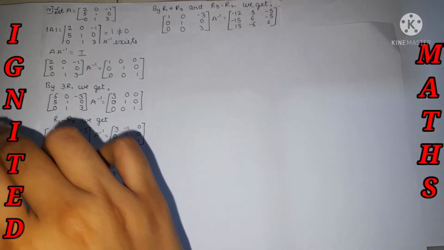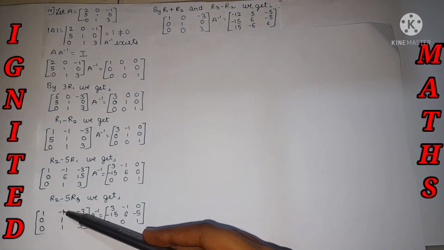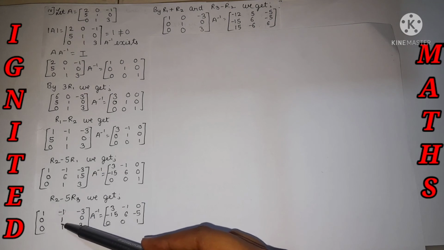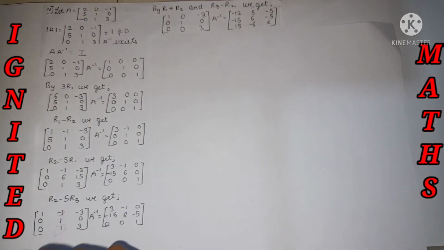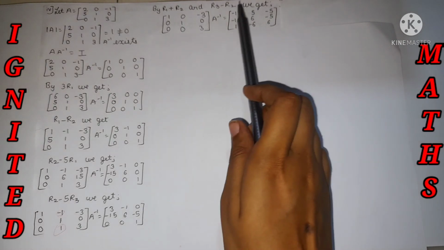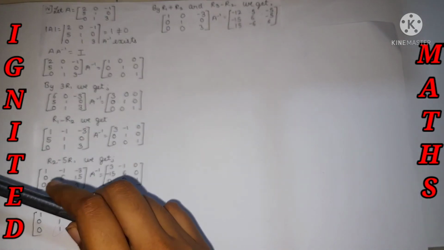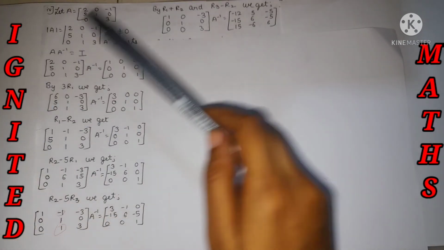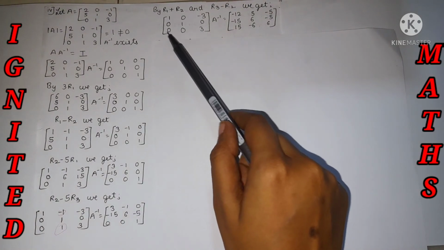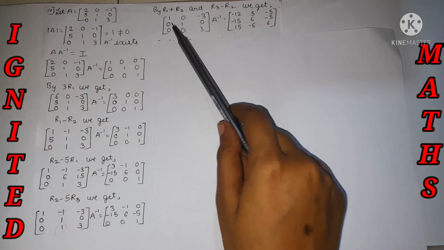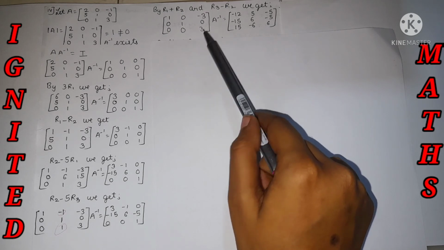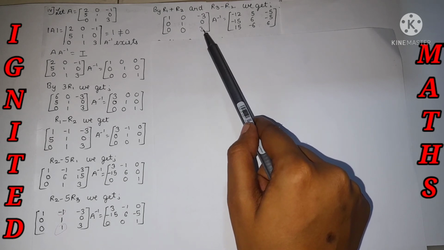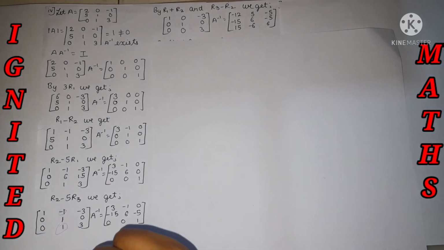Now my next step is I need to bring 1 over here, and over here we need to take it as 0. For that purpose I have done the operation R1 plus R2 and R3 minus R2. While doing the calculation, we'll be getting the answer. Now my first and second columns are absolutely all right. Now over here also we need to do two things: over here I need to bring 1, and over here I need to bring 0.